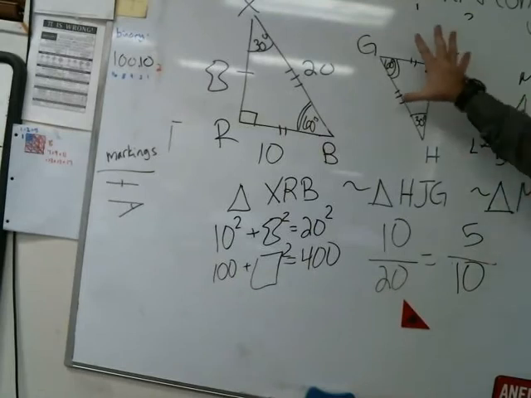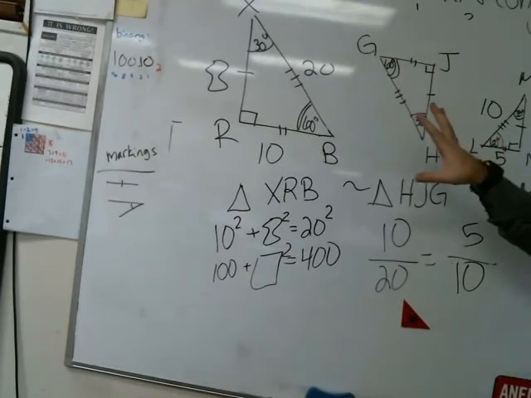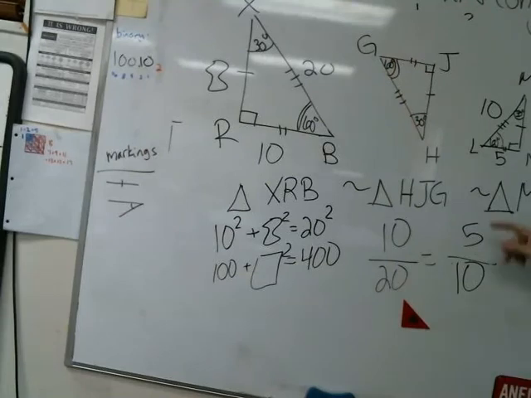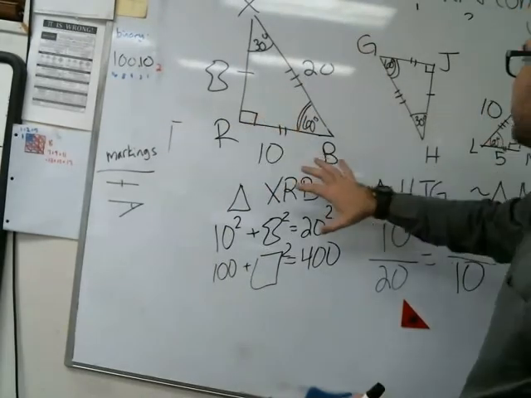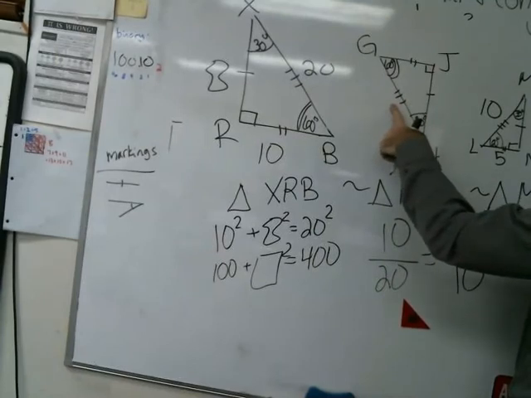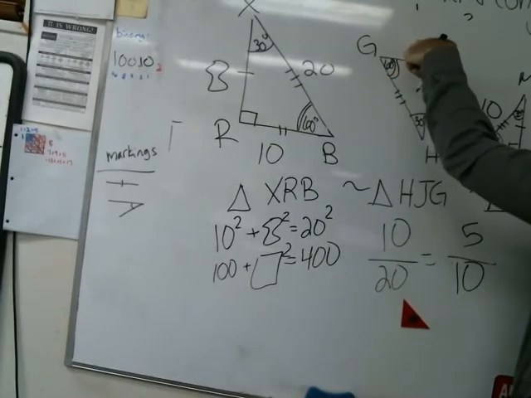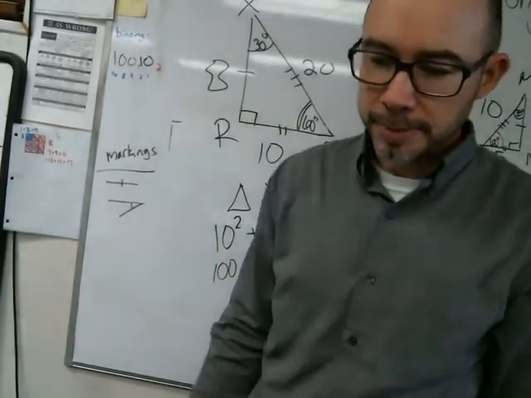I don't know anything about the side lengths here, so I can't make any statements about the lengths of the sides, but I know they come in these ratios or proportions of 10 to 5 to something, of 20 to 10 to something, of 2 to 1. That means this side 3 is twice as long as this side 2. I don't know what their lengths are, but I know that about them.